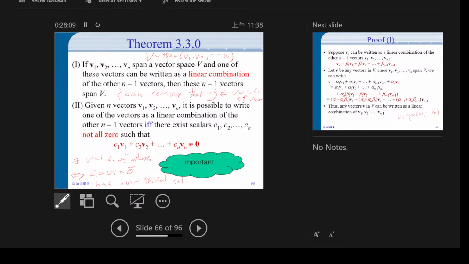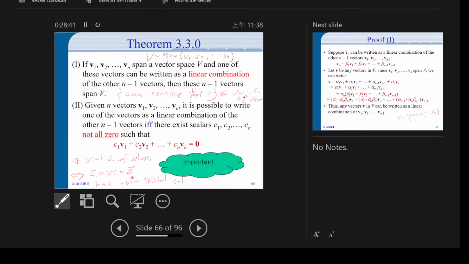Okay, so we want to see whether this equation, C1 and so on, has a non-trivial solution, and that will mean whether there is some V that's a linear combination of others. Okay, and then that will also mean that whenever you have a non-trivial solution, this is not quite complete, but well, yeah.